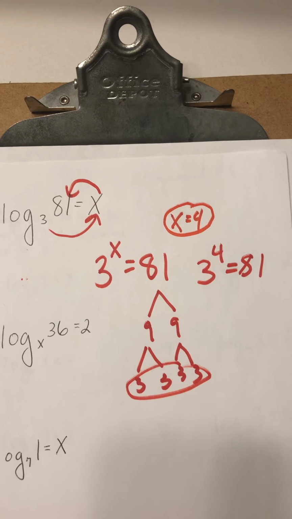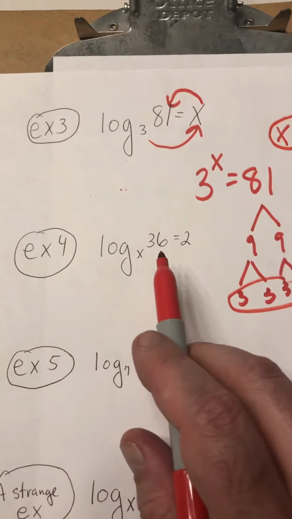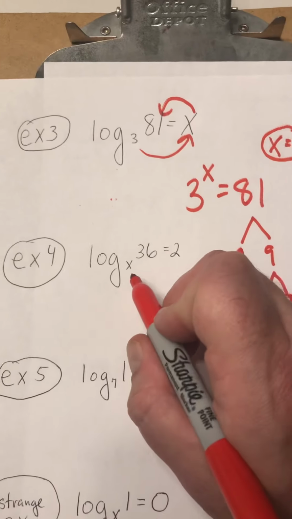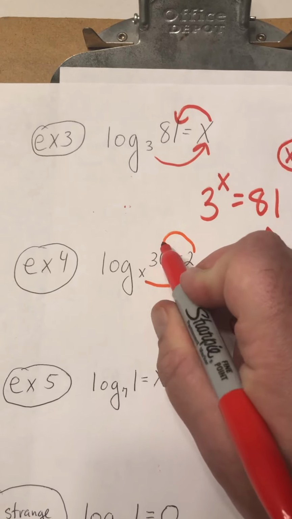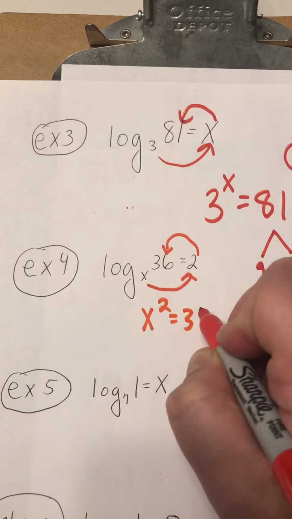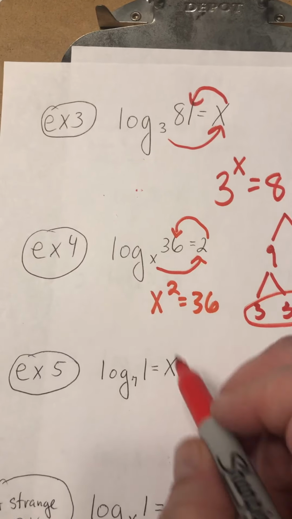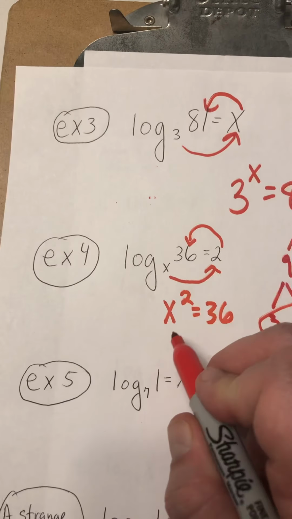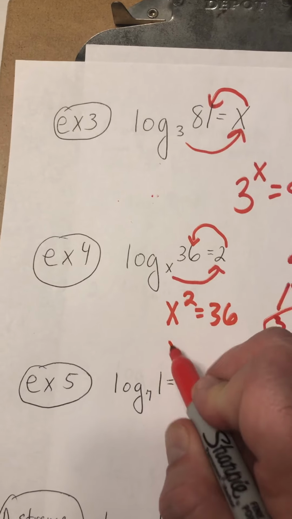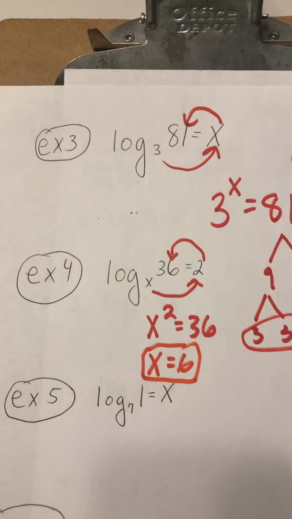Let's look at the next one, example 4. This one says log base x of 36 equals 2. So convert that from log form to exponential form: x to the 2 equals 36. I hope you know what squared will give me 36? Well, this has to be the same number. 6 times 6 will give me 36, so x would have to equal 6. So I can write it just like that.